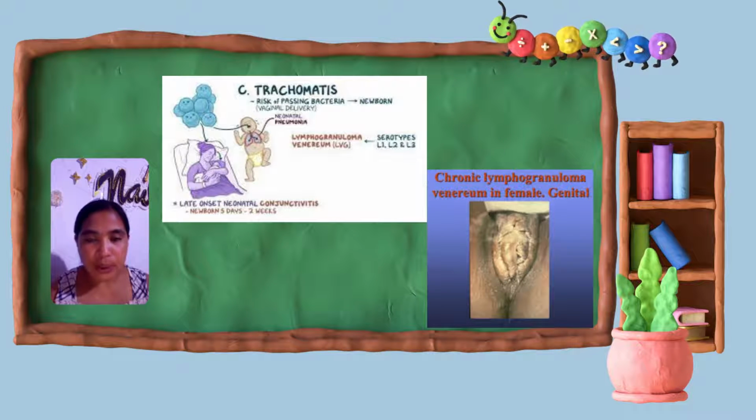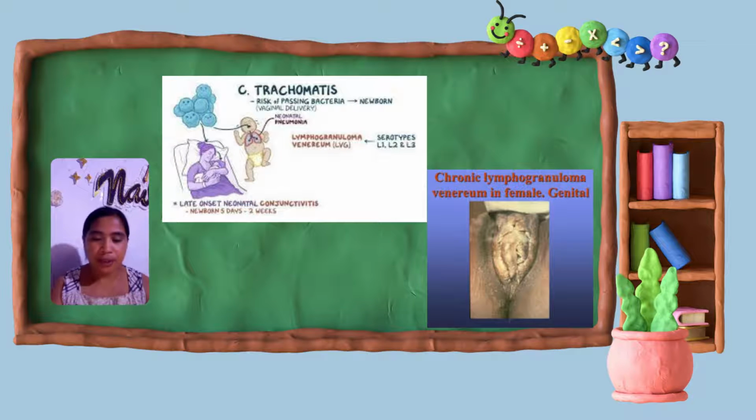LGV, laboratory diagnosis. The organism can be visualized using Giemsa-stained specimen obtained from the scrapings from the lesion. Culture is the most specific diagnostic method. Treatment and prevention. Giving of azithromycin, doxycycline, and erythromycin.